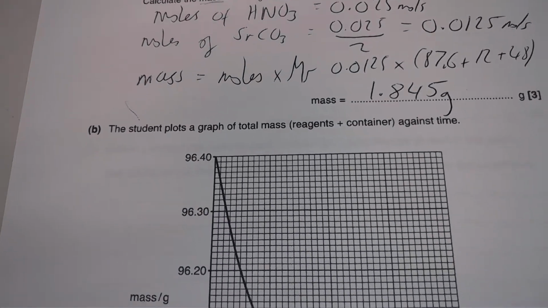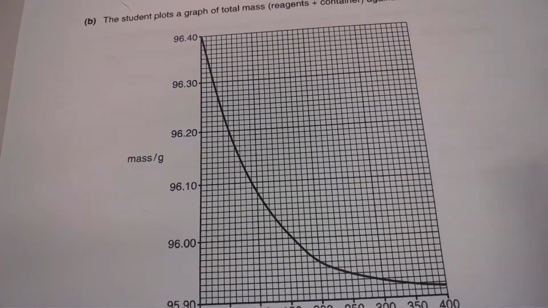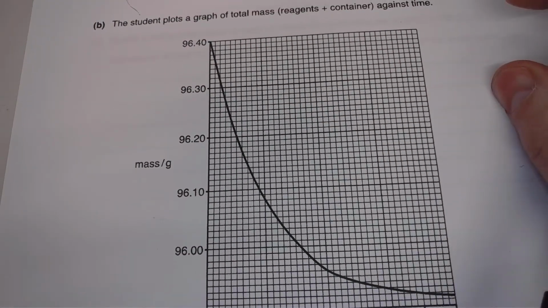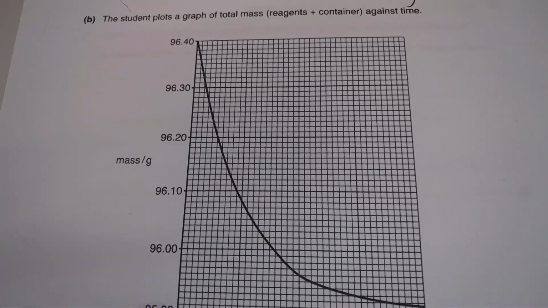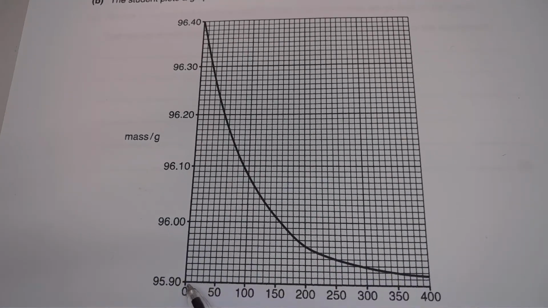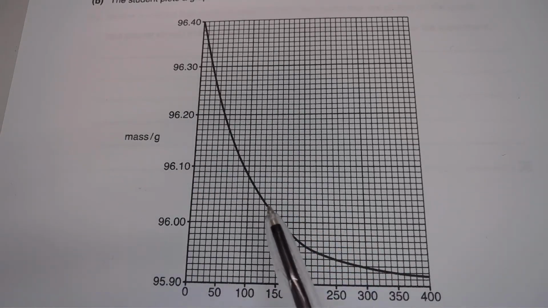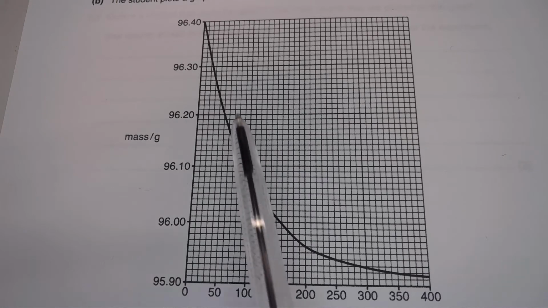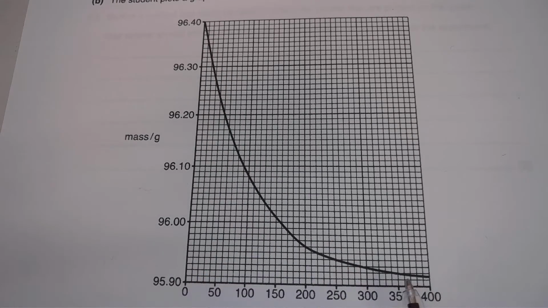Right, the student plots a graph of total mass of reagents contained against time. So, things to have a look at here: notice that the axis doesn't go to 0. The lowest it goes is here. But you can see that as time goes on, the mass is going down, isn't it? Because we're losing CO2. It goes down most steeply here at the beginning of the reaction, and then it starts to level off here. So we're not losing very much mass when we get to about 400 seconds.